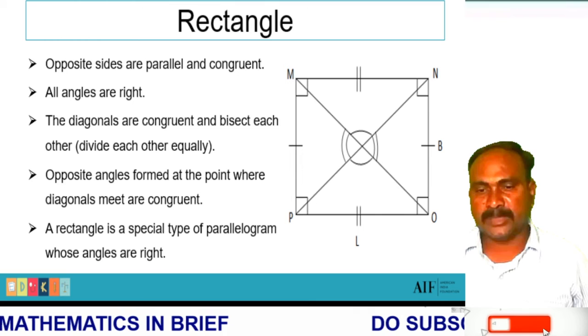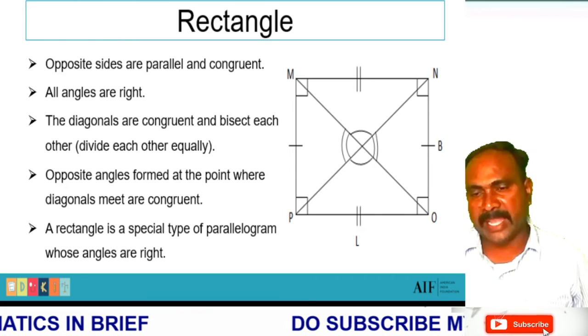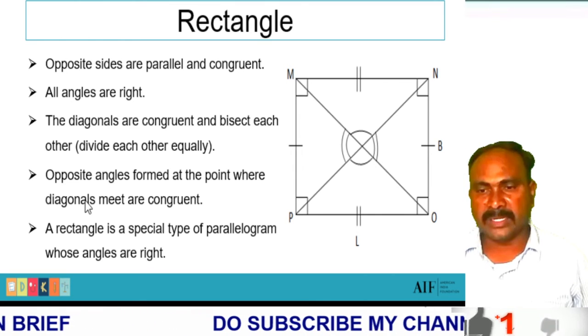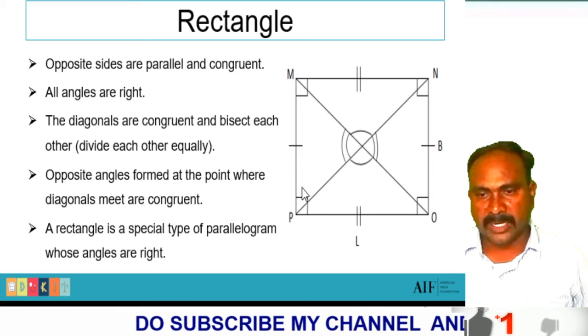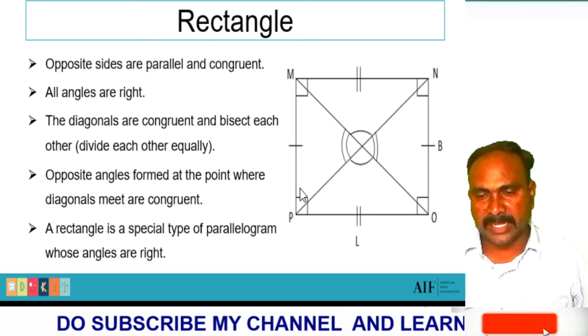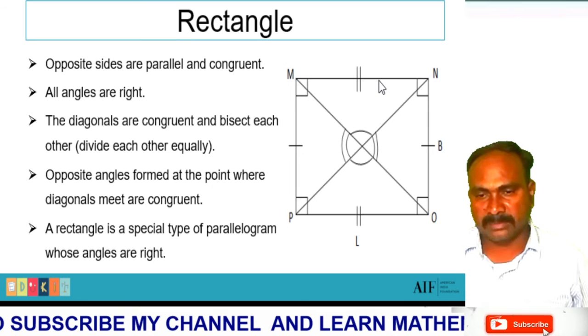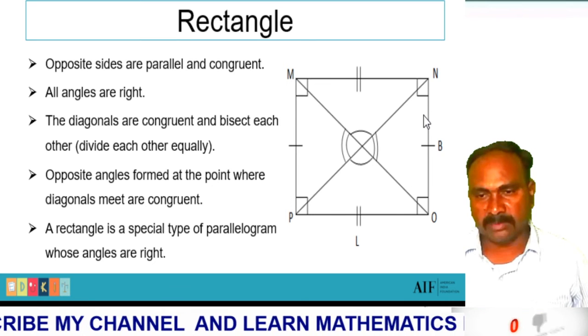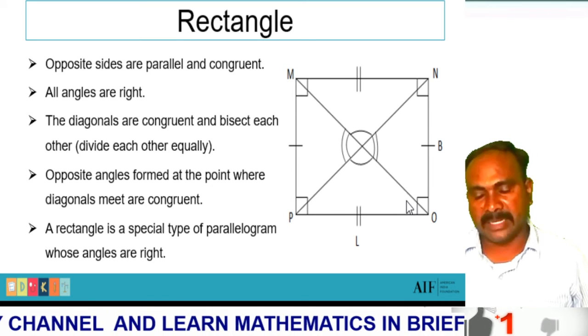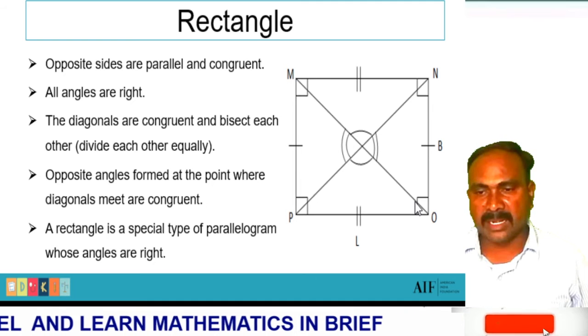A rectangle is a special type of parallelogram whose angles are right. Right means 90 degrees. So a rectangle is a parallelogram, but a special type of parallelogram whose angles are right angles. It means all angles are right angles.